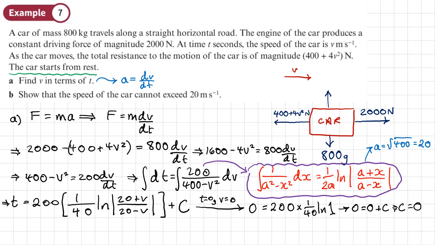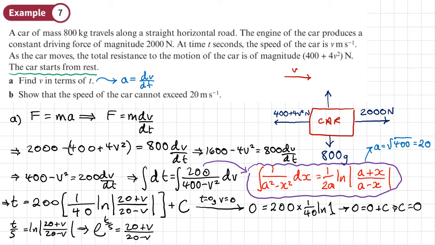So the rest of this question now is just rearranging this expression with c equals 0 to make v the subject. So with the 200 divided by 40, that's 5, so basically this bit becomes 5. I'm going to start by dividing both sides by 5, so I'll have t over 5 is equal to natural log of 20 plus v over 20 minus v. Like this, I'll do e to both sides, so I'll have e to the power t over 5 is equal to 20 plus v over 20 minus v.